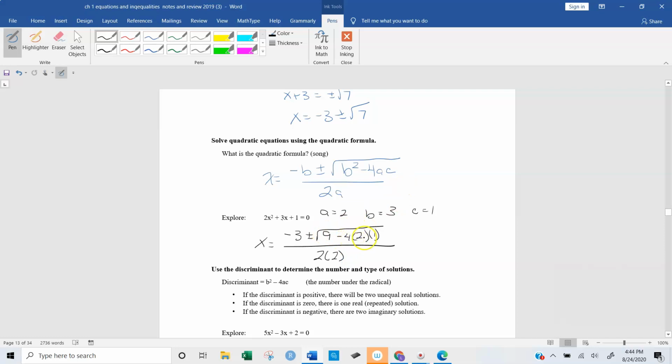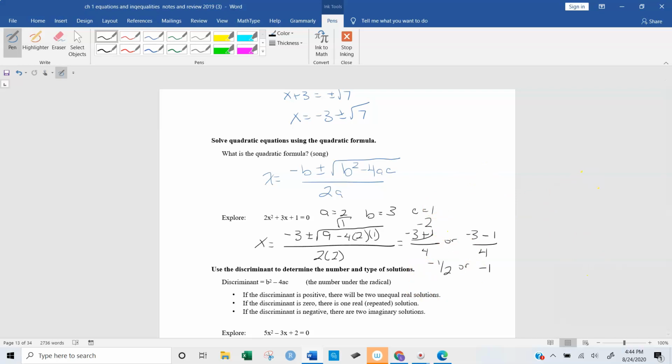So 4 times 2 is 8, 9 minus 8 is 1. So now I've got minus 3 plus, well, the square root of 1 is 1, right? So this is square root of 1, square root of 1 is 1, all over 4, or minus 3 minus 1 over 4. Well, -4 divided by 4 is -1. -2 divided by 4, this is -2, is -1/2. Those are your two solution sets.